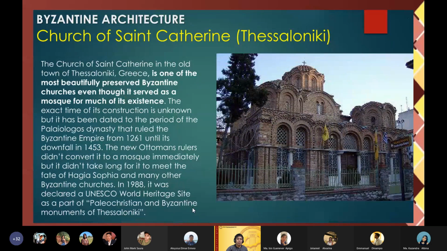Another example is Church of Saint Catherine. So the Church of Saint Catherine in the old town of Thessaloniki, Greece, is one of the most beautiful preserved Byzantine churches, even though it served as a mosque for much of its existence. So the exact time of its construction is unknown, but it has been dated to the period of Palaiologos dynasty that ruled the Byzantine Empire from 1261 until its downfall in 1453. So again, this is an example of Byzantine architecture. But this one is actually late na niya.